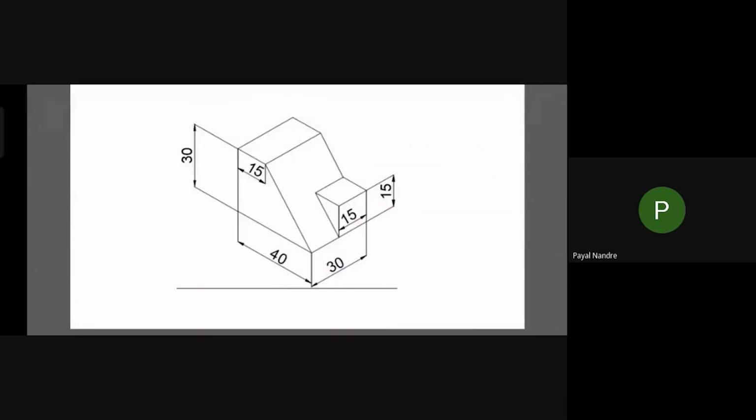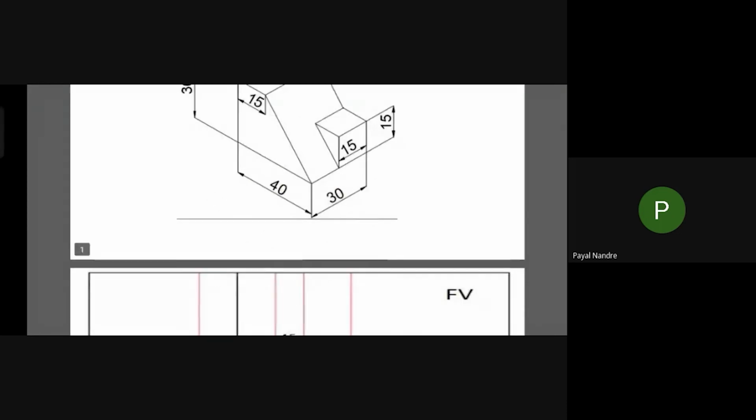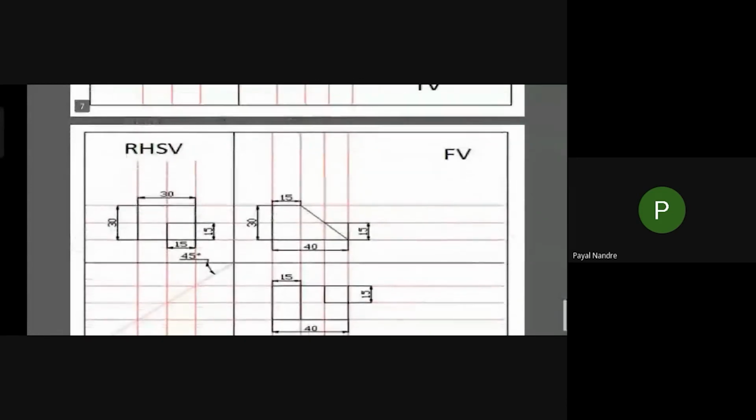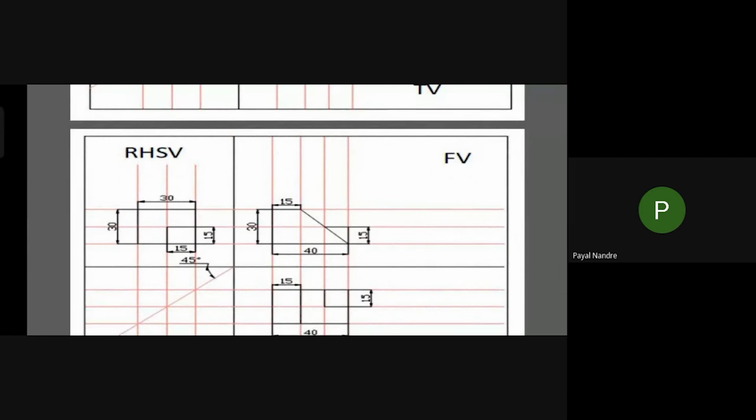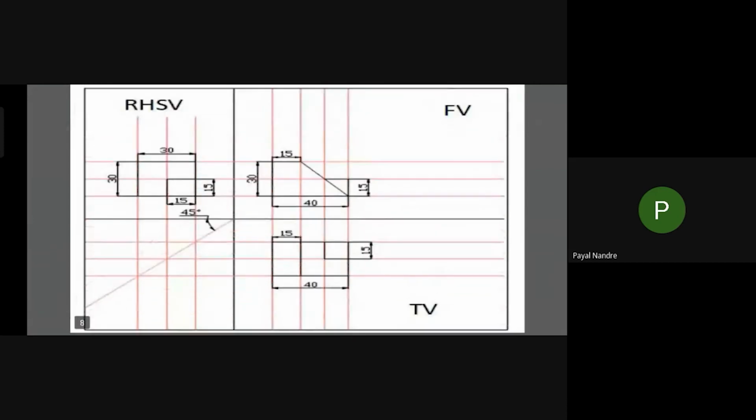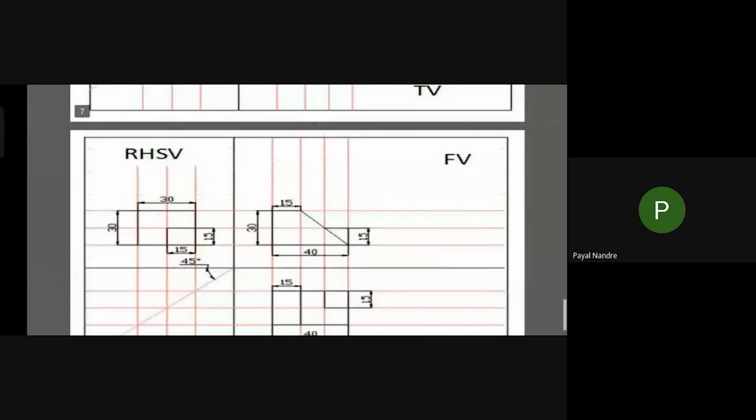Then we can also see this part of 15 millimeter on the side. So we have to draw it. To draw it, we will make a line of 15 millimeter here and then join both of them. In this way, we will make the right hand side view.